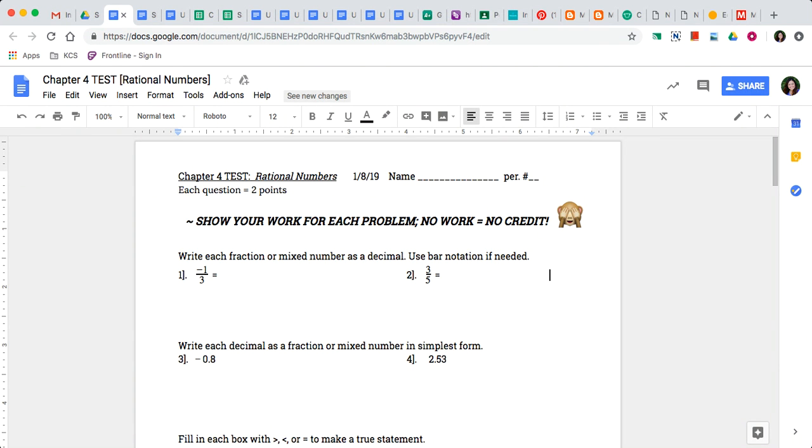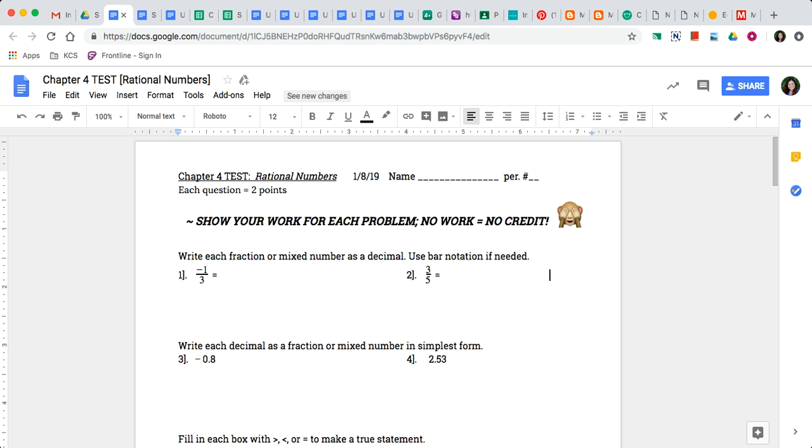Okay, Chapter 4 test. You may take your time and pause if needed. You guys should do very well with this. It's very similar to the quiz. Make sure you show your work for each problem. If you don't show your work, you get no credit. And you may use the ABC button to help with reducing. So I would advise you to use the ABC button to help you.